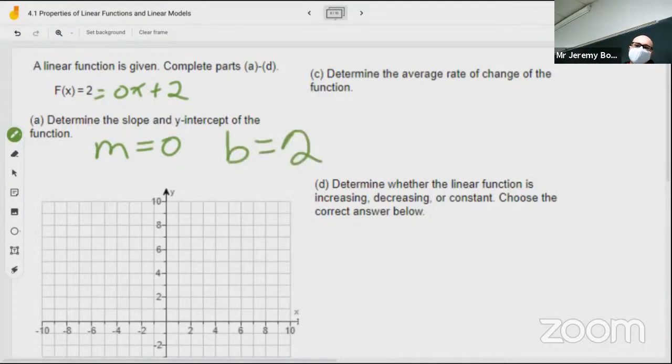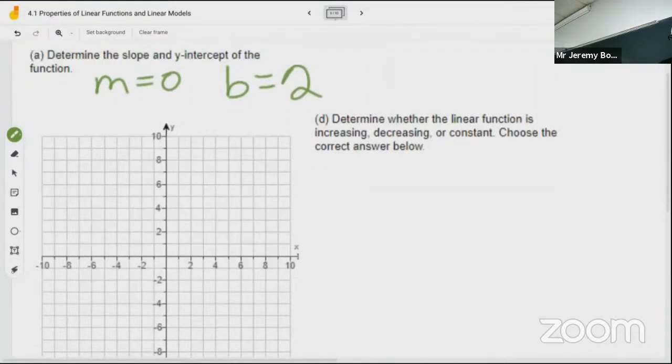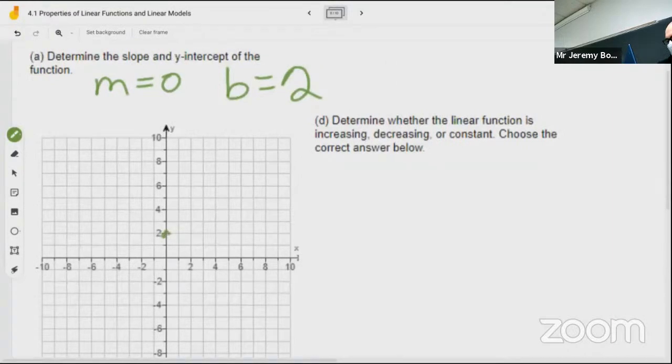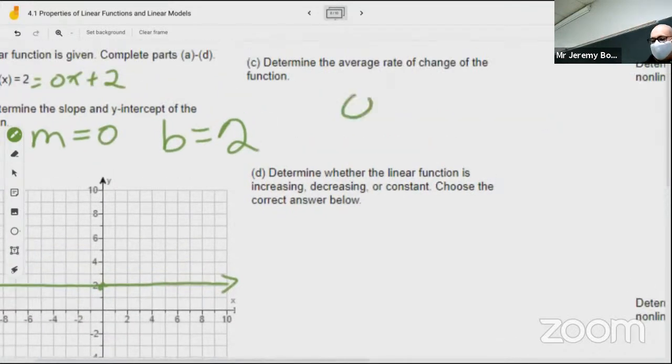And so since this is just no x in my function, just a number, that means it's going to be a horizontal line, y equals 2, across there. Remember, it can't be a vertical line because it won't be a function. It'll be a line, but we're talking about linear functions here. The average rate of change, hey, it's 0.